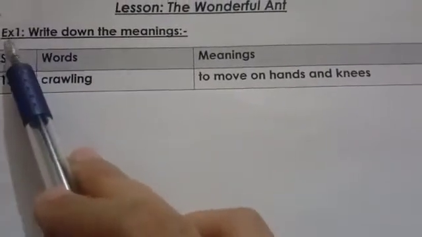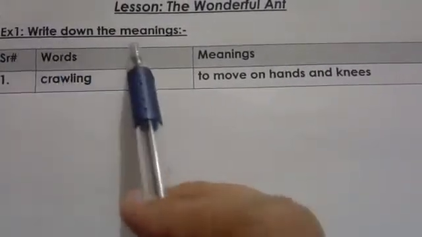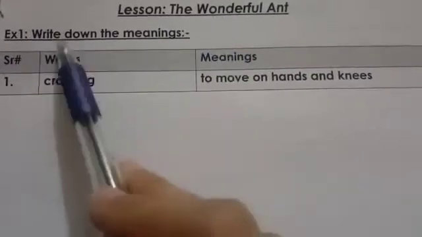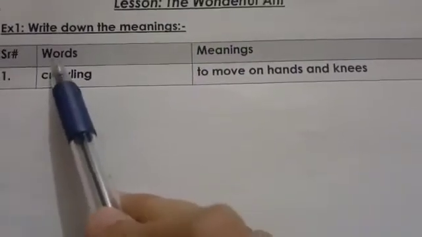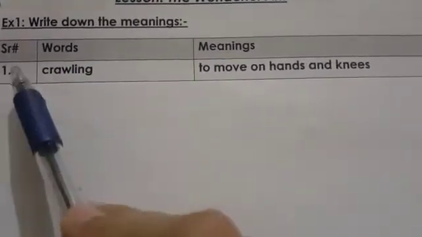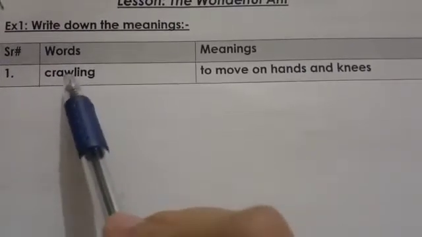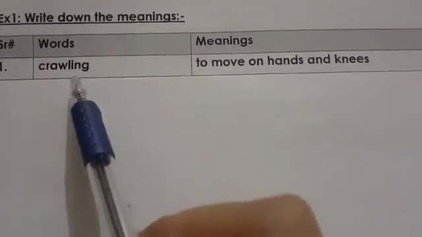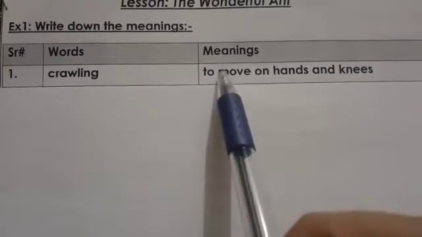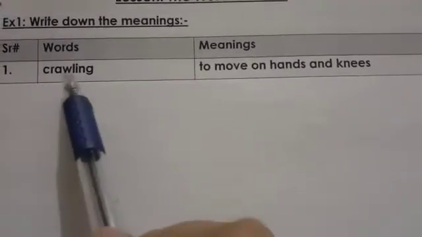You will mention exercise number 1, write down the meanings. Put hyphens, underline your topic and question. Then you will write words, meanings, and then you will write your first word. All letters must be in small writing, for words and meanings. Okay. Your first word is crawling.